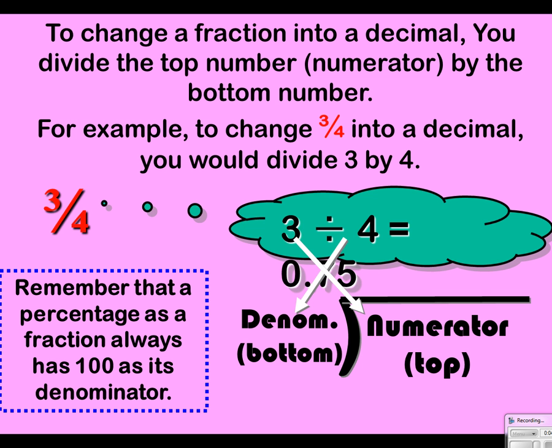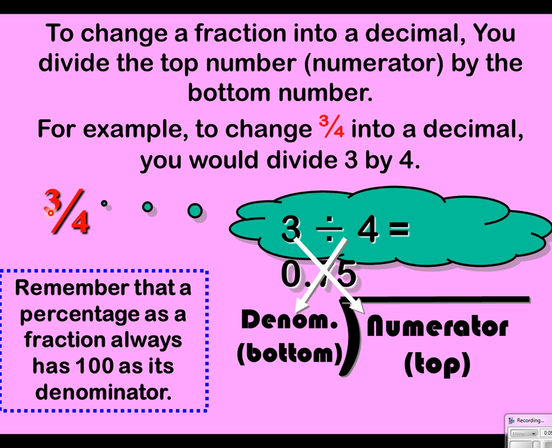Okay, so let's go ahead and talk about doing these the other way around. Let's say we have to change a fraction into a decimal, which is going to be one of the important steps. So now you have 3/4. Well, actually, let me just go ahead and talk about these notes here. To change a fraction into a decimal, you divide the top number, the numerator, by the bottom number. For example, to change 3/4 into a decimal, you would divide 3 by 4.